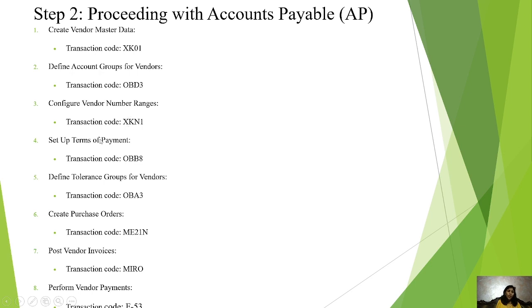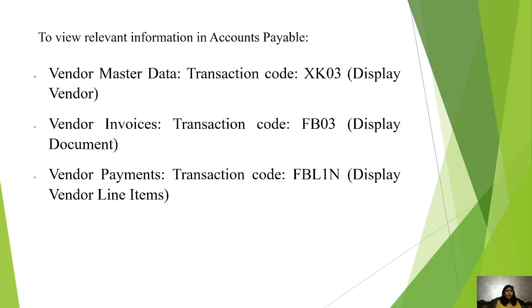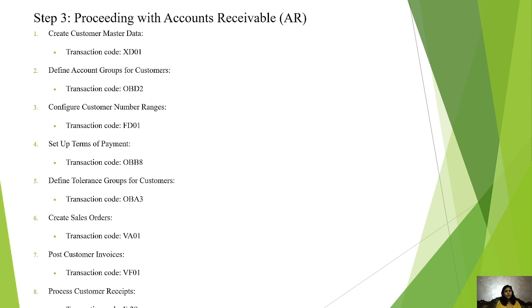The number range should be unique, and then terms of payment, tolerance group of the vendor, create a purchase order, vendor invoice. So these things are there, and the transaction code is given, and it will help, because if you know the transaction code, then in SAP, if you log on, you are able to go by the transaction code, or either you can go by the pathway.